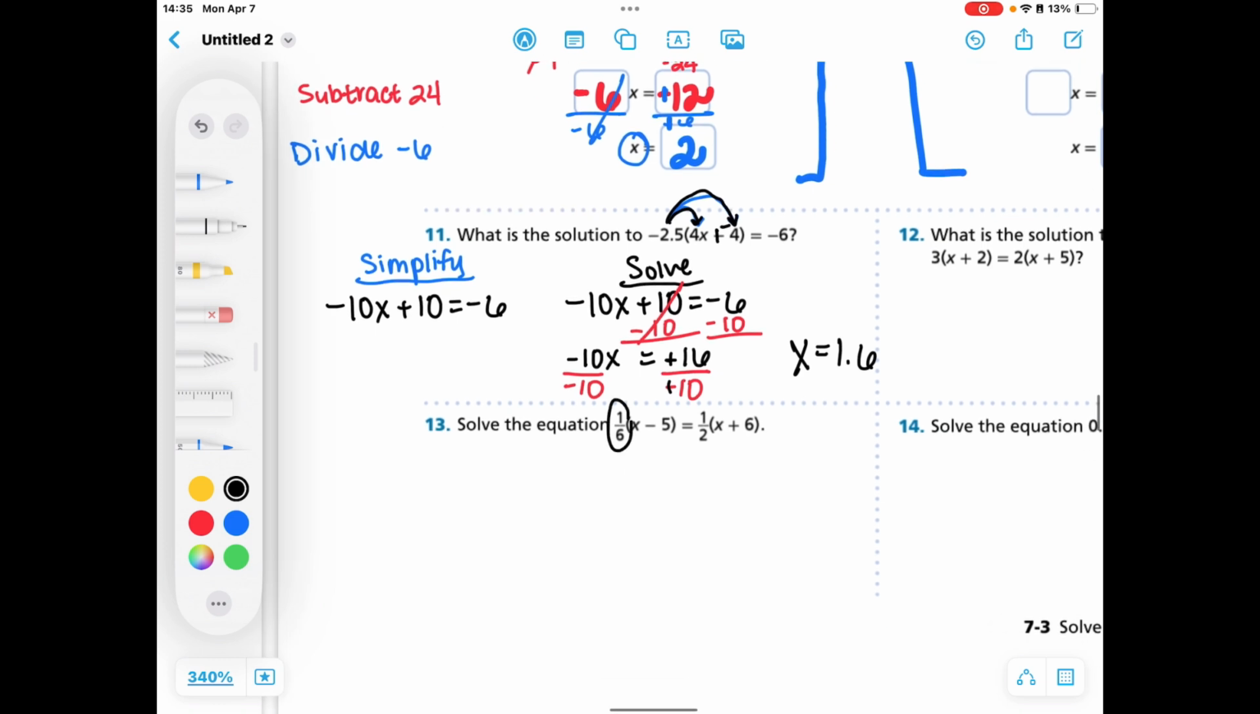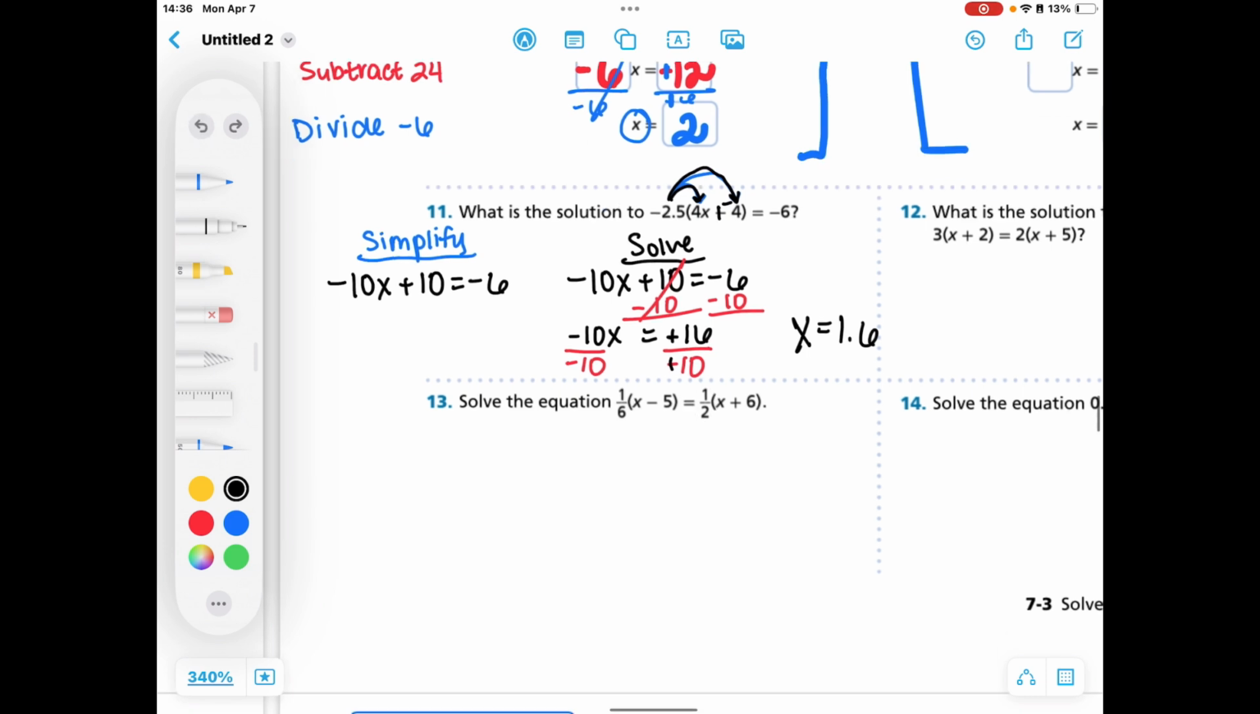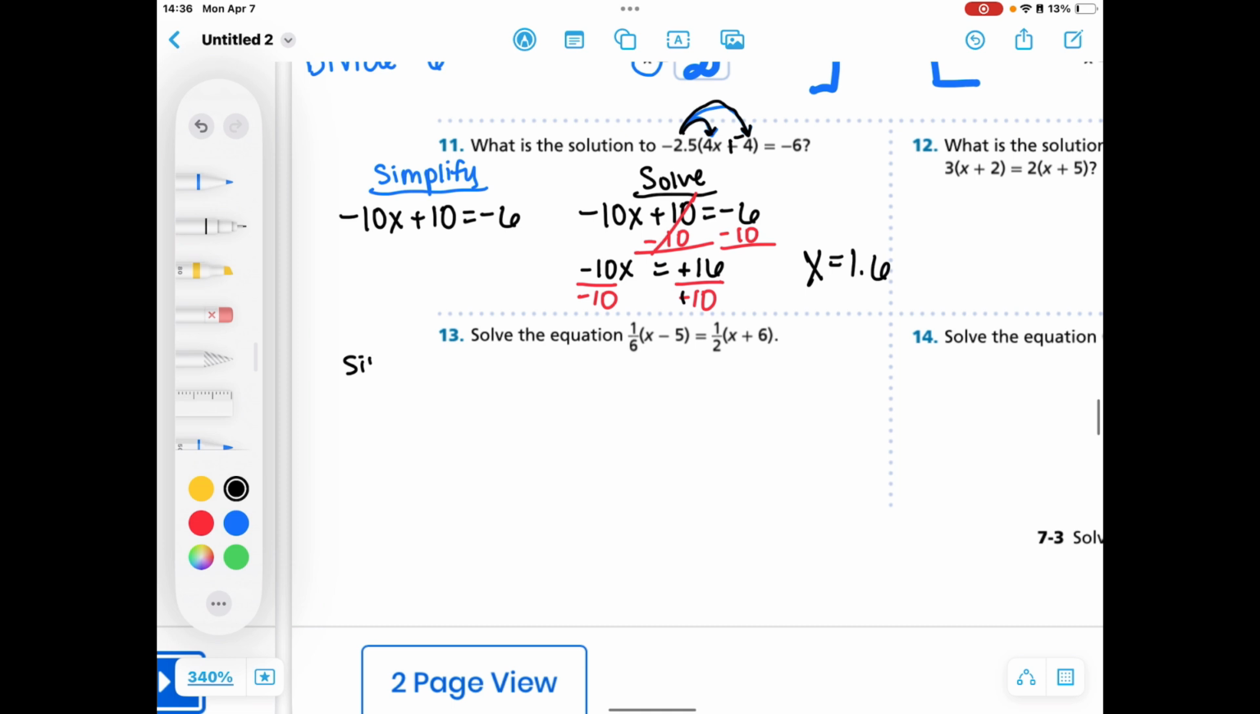Now 13, you have fractions. I'm going to start off with simplifying first and then go through the process if I need to get common denominators.